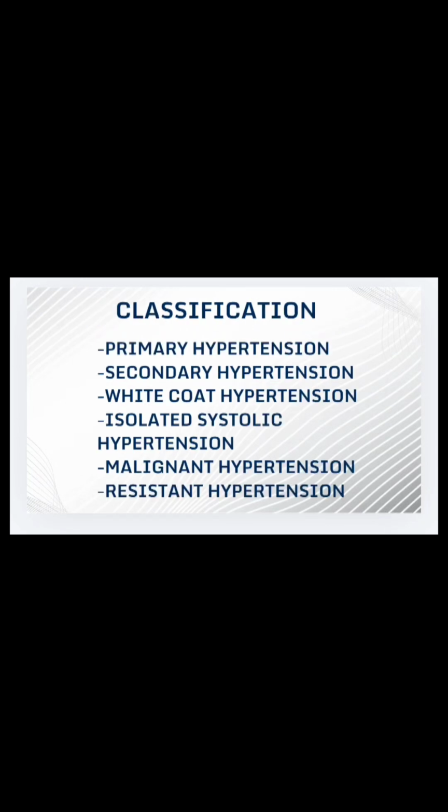Now coming to the classification of hypertension. There are 6 classifications of hypertension. We can see one by one. First, primary hypertension. Second, secondary hypertension. The third classification, white coat hypertension. Fourth classification, isolated systolic hypertension. Fifth classification is malignant hypertension. Sixth classification is resistant hypertension. We can see one by one.